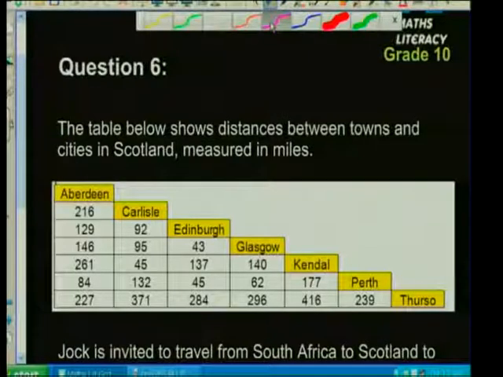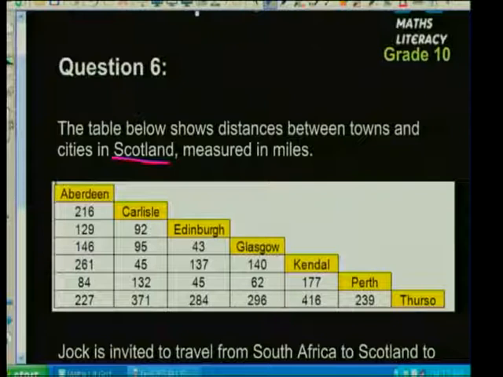Right, so the question says, the table below shows the distance between towns and cities in Scotland measured in miles. Now, in my introduction to this distance part of the question, I never said anything about miles. So miles are used in, let's go with other parts of the world. We don't have to worry about how many miles are in a kilometer. We just have to know that there is a distance measurement out there that's called a mile.